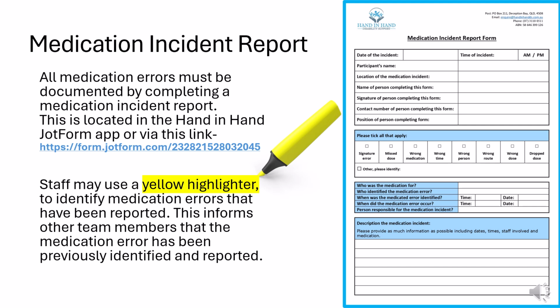Staff must never correct or overwrite another worker's entry. If an error is identified on a participant's medication chart, highlight it with a yellow highlighter so all staff know it has been recognized. The error must then be reported straight away using the medication incident report form. This process ensures transparency, prevents duplication, and supports continuous improvement in medication safety.